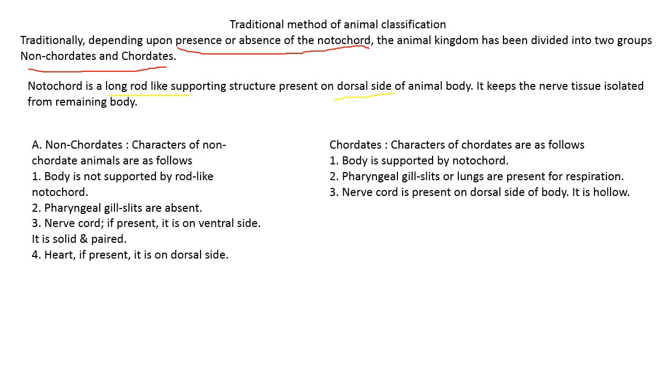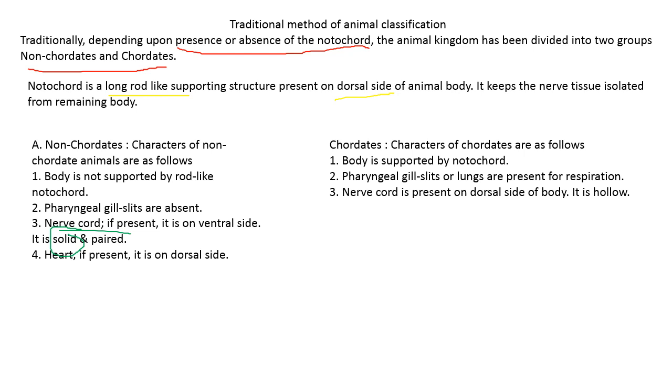Nerve cord is present on the dorsal side of the body. The nerve cord will be present on the dorsal side of the body, again the back side of the body, and it is hollow. Remember that. See, as we have studied in non-chordates, the nerve cord may be present. If it is present, then it is solid. There is no surety that a nerve cord will be present. If it is not present, then no issue.